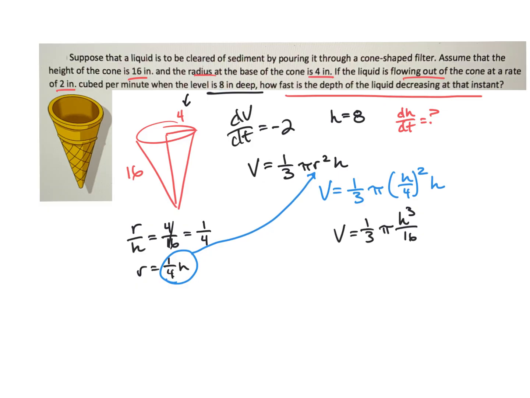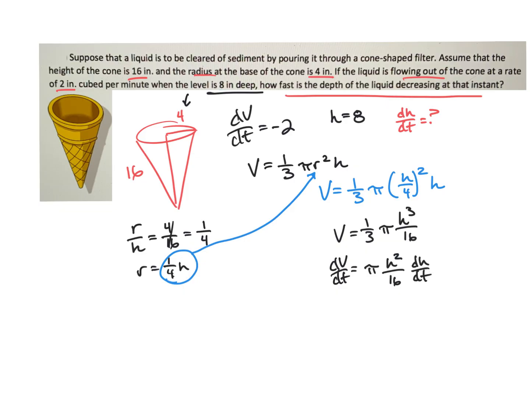And so now I'm ready to take a derivative because now I'm in terms of one variable, H. When we take a derivative, what happens to this 3? It's getting multiplied with this 1/3, and guess what? It cancels, and so then we now have pi, and then H squared over 16, but then what pops out? dh/dt.